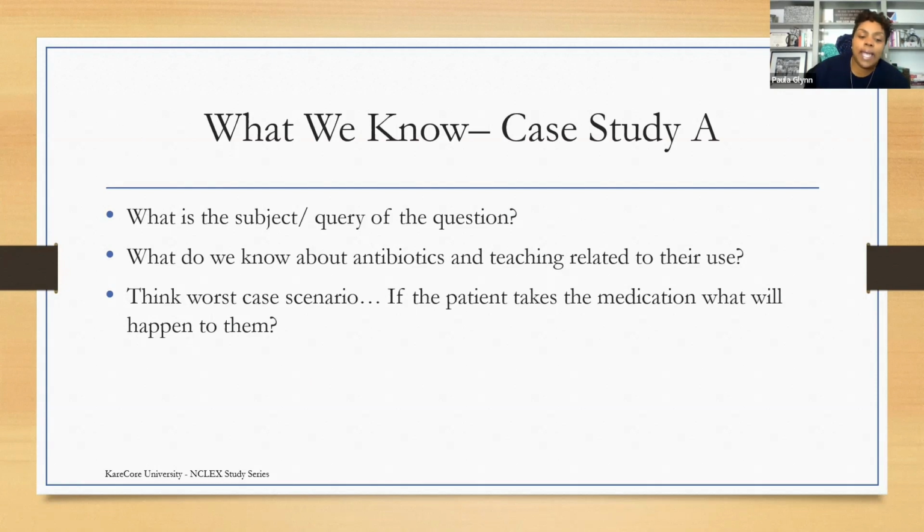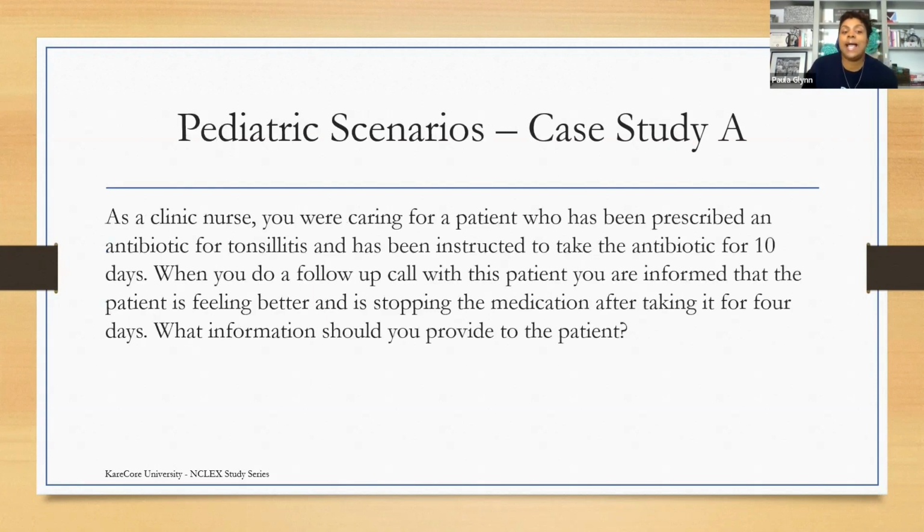Okay, so again, I'm going to go ahead and read the question. As a clinic nurse, you are caring for a patient who has been prescribed an antibiotic for tonsillitis. And what do we know about tonsillitis as well? The patient has been instructed to take the antibiotic for 10 days. When you do a follow-up call with this patient, you are informed that the patient is feeling better and is stopping the medication after taking it for 4 days. What information should you provide to the patient?